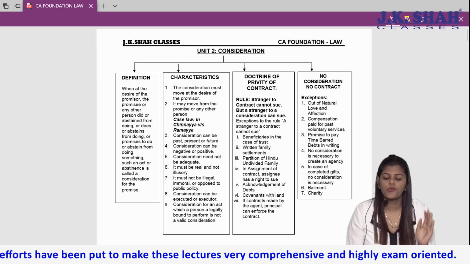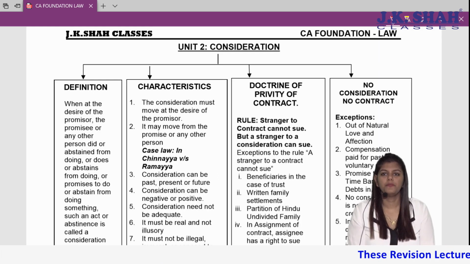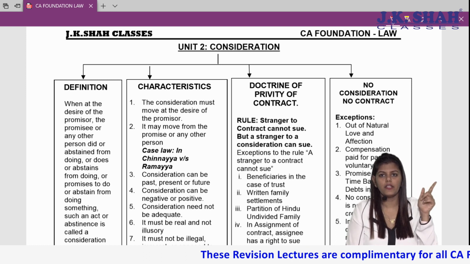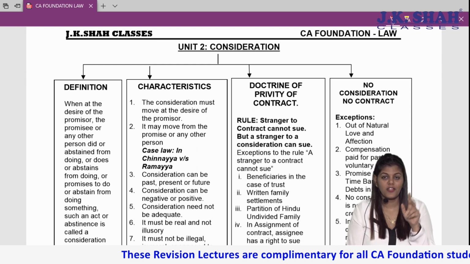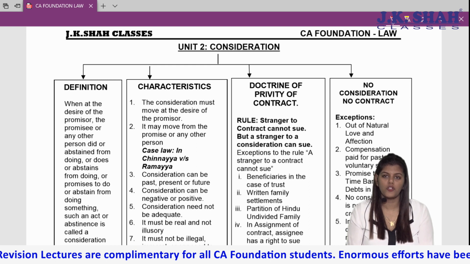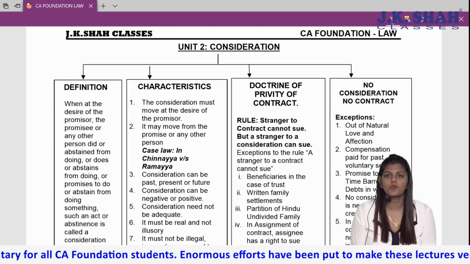Fine. Unit 2, consideration. 4 things: definition, characteristics, types, doctrine of privity of contract and no consideration, no contract. This is a hotshot question. They've asked it a couple of times, so it's important.